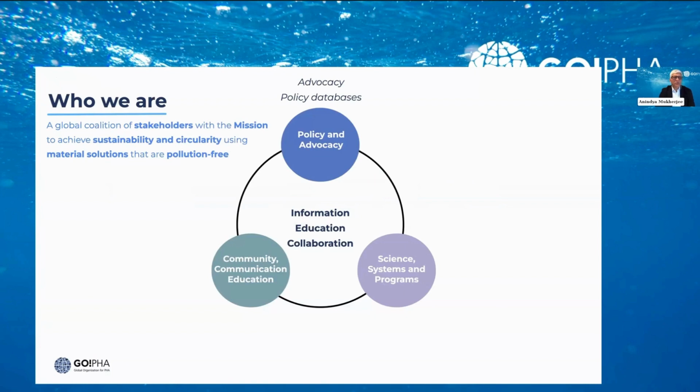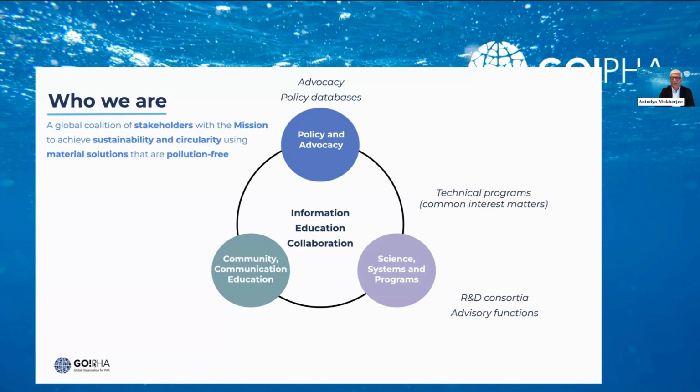We are a global coalition of stakeholders with the mission to achieve sustainability and circularity using material solutions that are pollution-free. We have 3 major pillars that we act on. First is policy and advocacy. In that area, we monitor the various policies around the world, and we are curating legislations or ideas or what's happening in that space for our members.